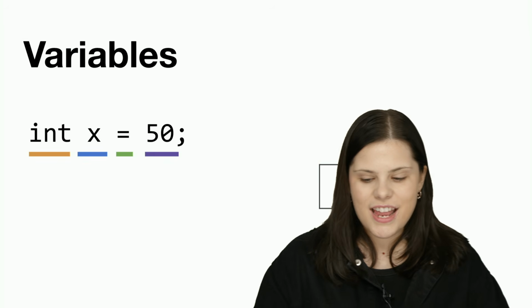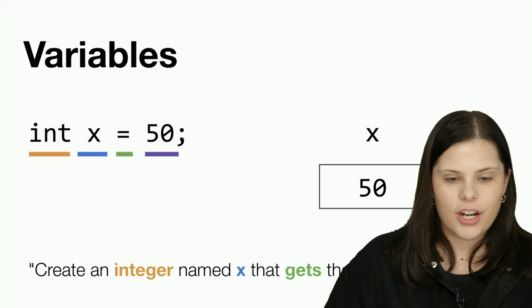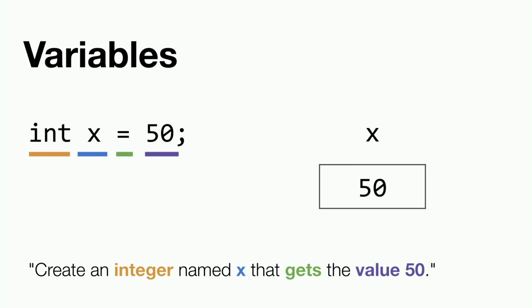All right, seeing none, but this is how you would say it, right? Create an integer named x that gets the value 50. Just reading left to right. Yeah, Dado, exactly. Create an integer named x that gets the value 50.